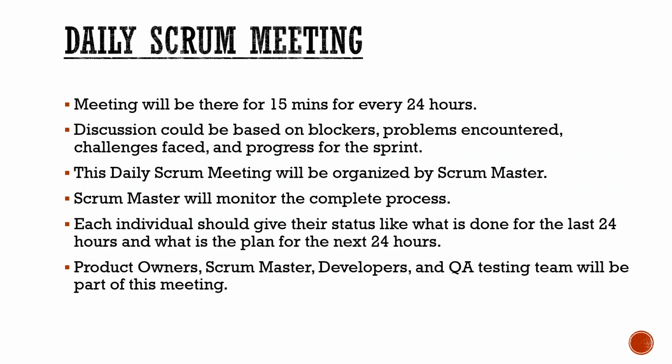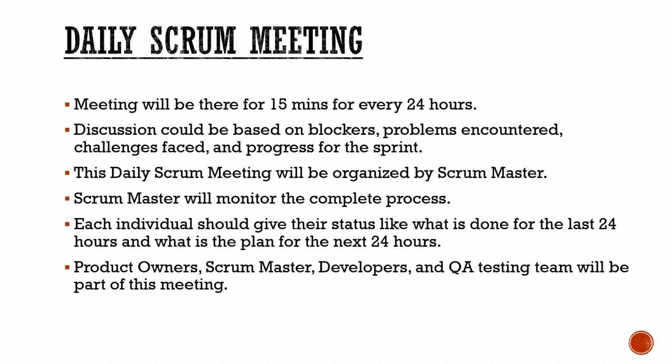Suppose in case there is a power failure, and because of this we are not able to contribute on that day. So these types of problems we can tell. And in certain cases there may be blockers, like a network may not be working, or sometimes system issues. So these things will be discussed, and it will be organized by the Scrum Master. It will be conducted on a daily basis, and the Scrum Master will monitor the complete process.